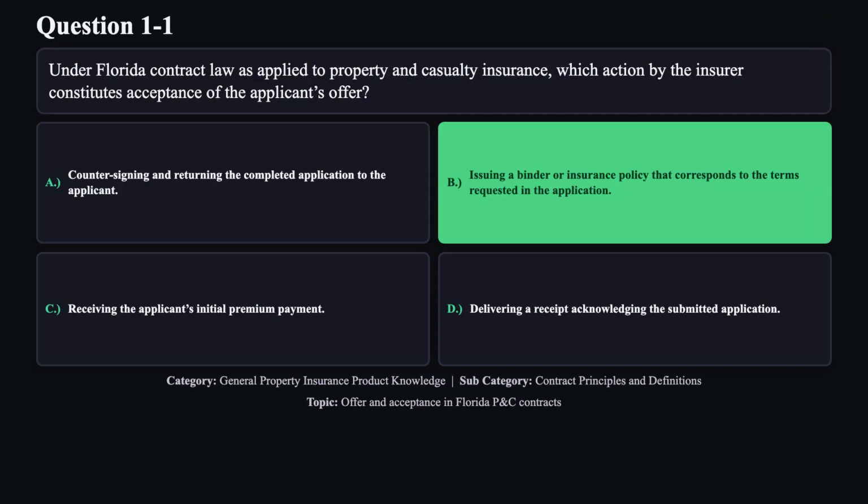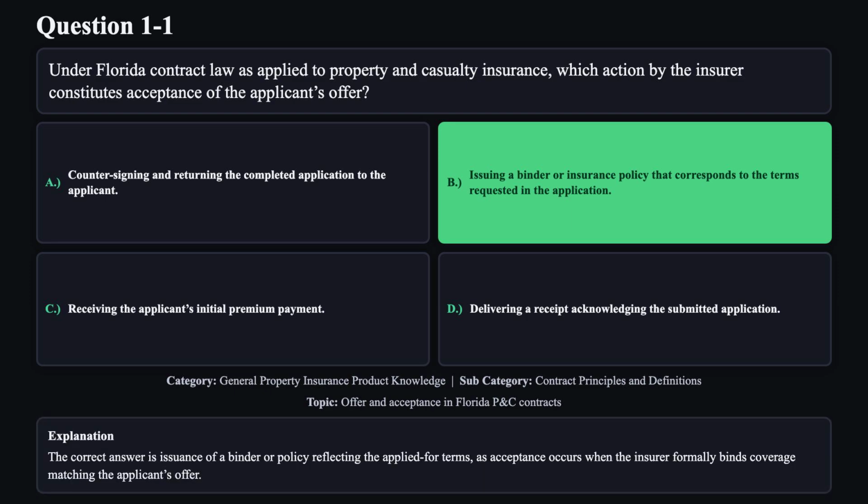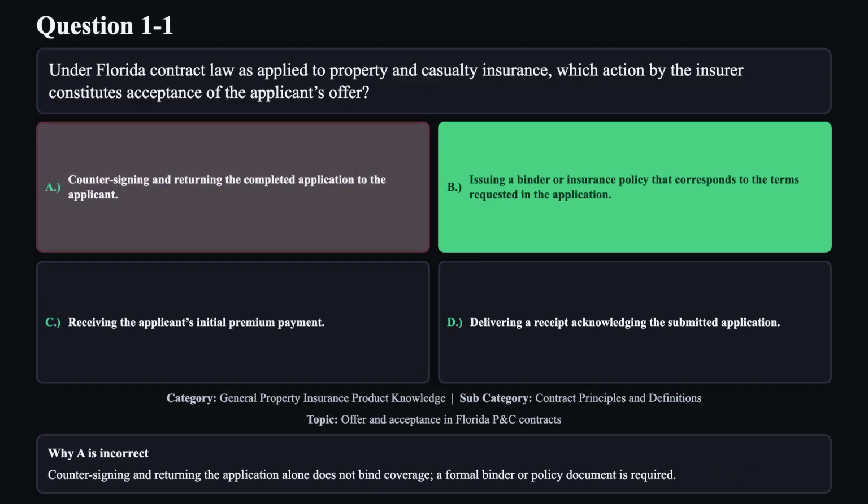The correct answer is B. The correct answer is issuance of a binder or policy reflecting the applied for terms, as acceptance occurs when the insurer formally binds coverage matching the applicant's offer. Reason A is not correct. Countersigning and returning the application alone does not bind coverage. A formal binder or policy document is required.